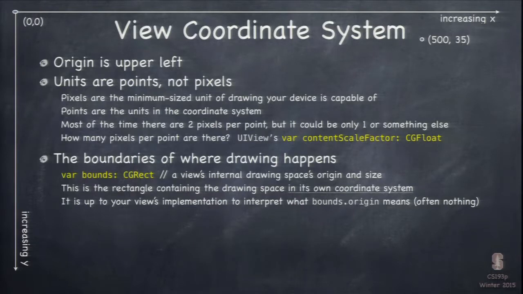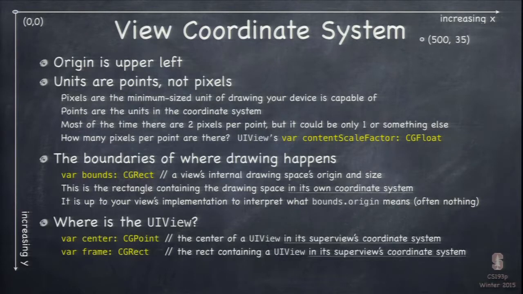where it is. Now, the origin of your bounds usually is 0, 0, but you could define it to mean something else. For example, scroll views define their origin to be where they are in the thing they're scrolling. That's just what they define origin to be. But 90% of the time, your origin is just going to be 0, 0. And so the width and height is what you're going to care about. How big a space am I drawing into?